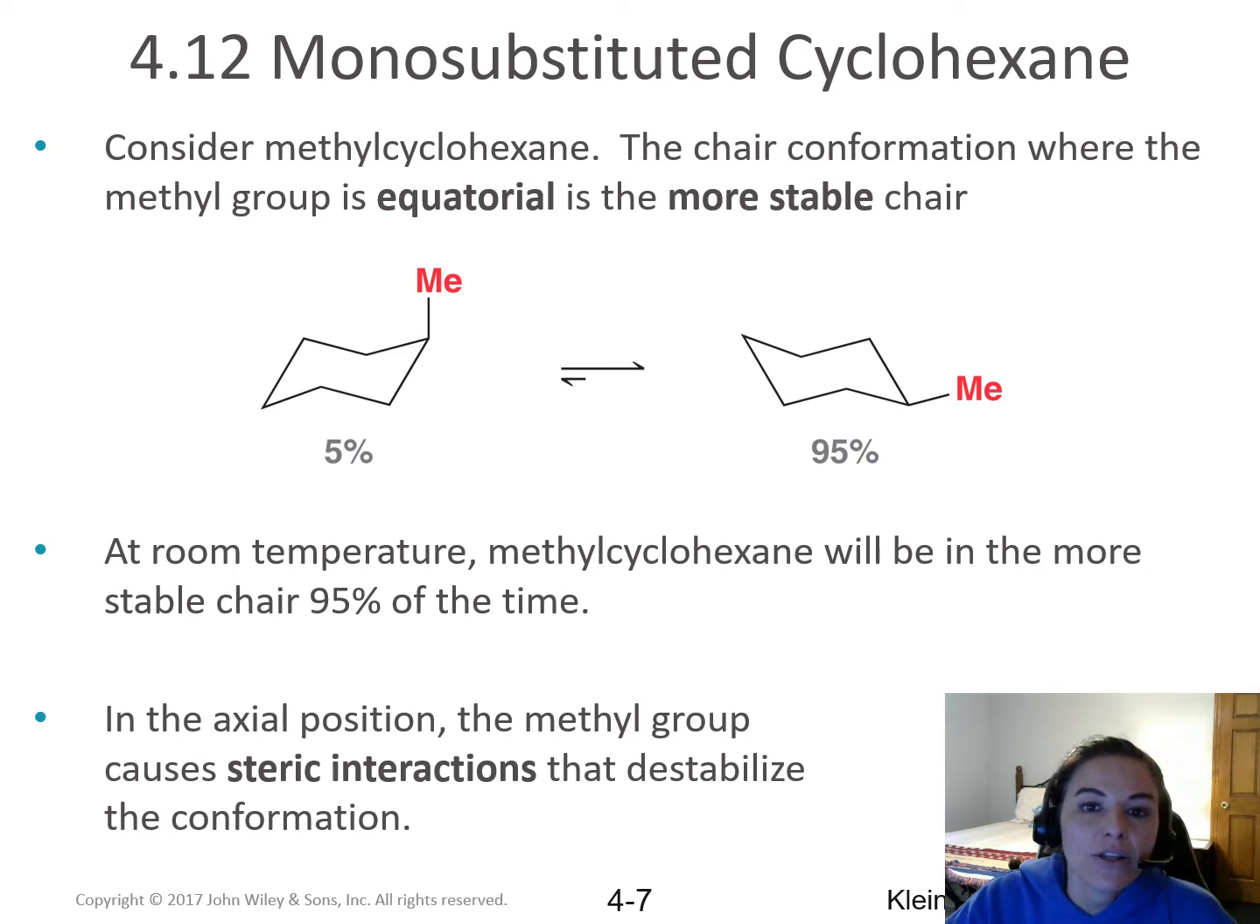So let's consider methylcyclohexane, that is cyclohexane with a methyl group. The chair conformation where the methyl group is equatorial is much more stable than the chair conformation where the methyl group is in the axial position. At room temperature, about 95% of methylcyclohexane exists with the methyl group in the equatorial position. This is due to steric interactions that destabilize groups being in the axial position.